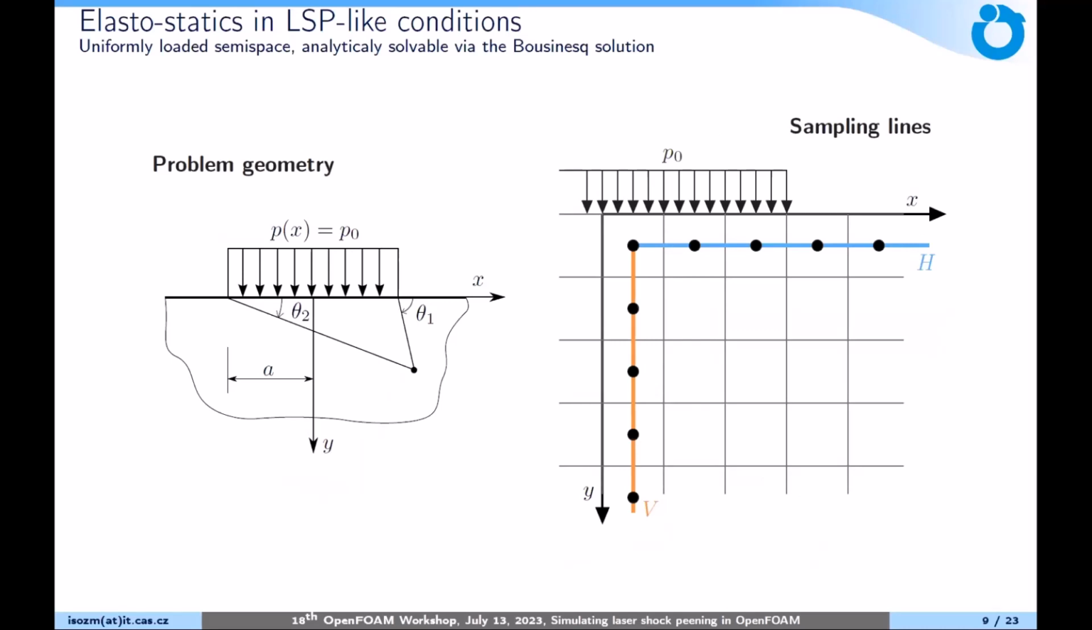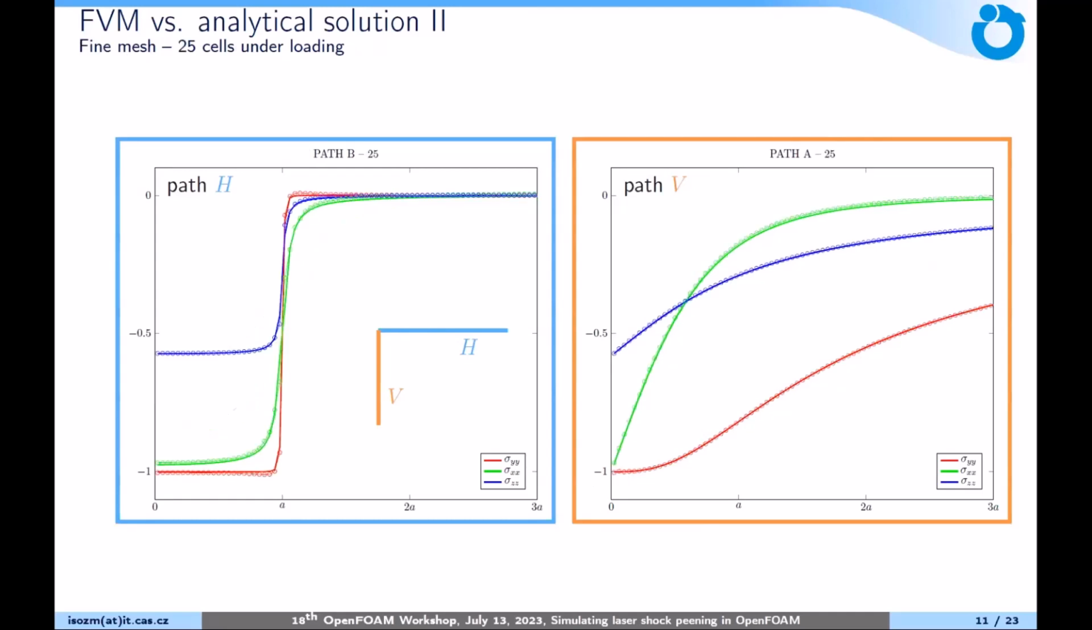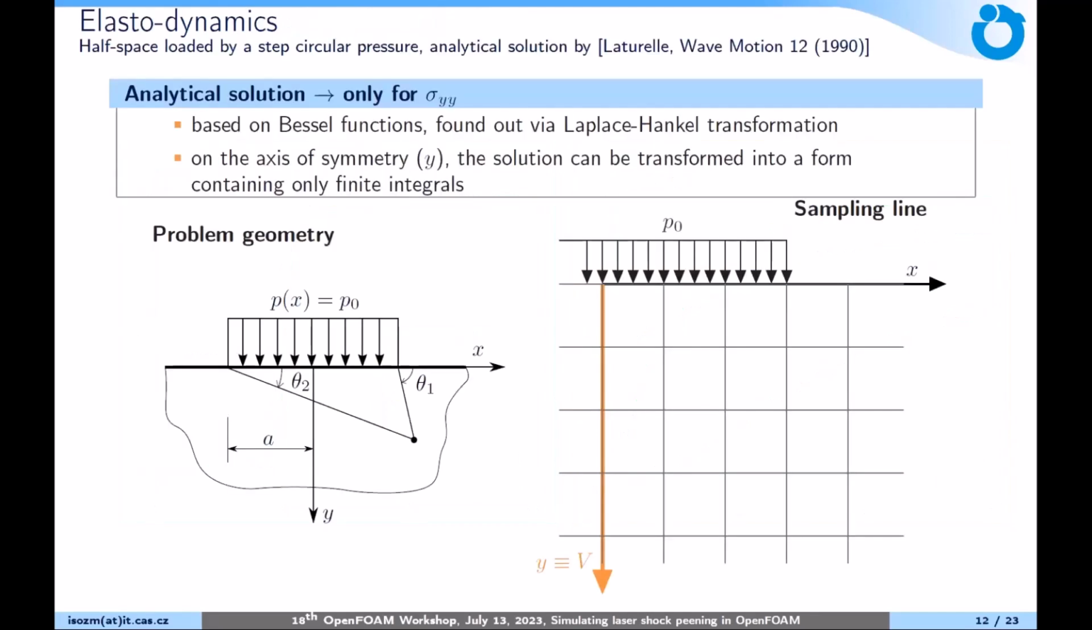But it's nice. And we have two testing lines. One goes close to the axis of symmetry inside the material. The other goes in the first layer of cells below the surface. And there we compare the analytical to the numerical solution. Because this is elastostatics, and we know that FOAM is able to do this quite well, unsurprisingly we get acceptable results and mesh convergence.